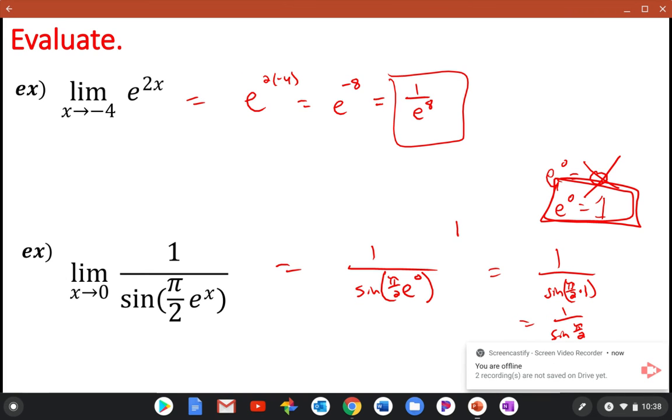So the sine of pi over 2, well, that's the y coordinate at pi over 2, which is actually just 1. So 1 over 1, which is 1.